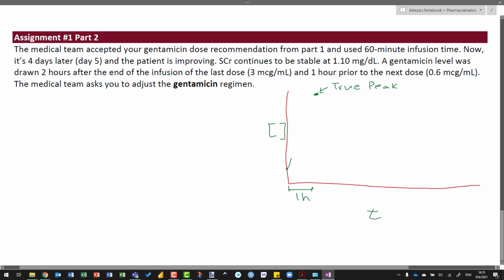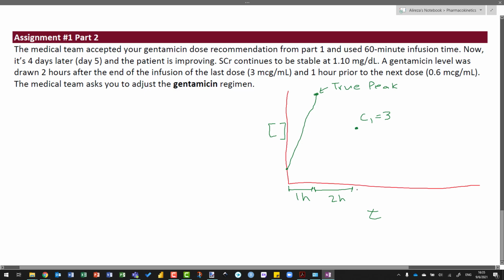And whatever the trough was, that's basically what we start with, right? And then they're saying that this level was 2 hours after the end of infusion. So it's a 1 hour infusion, and then the level that we have is basically 2 hours later. So it's 2 hours later, and this happens to be, let's say somewhere here, and we'll call this concentration 1, which was 3.